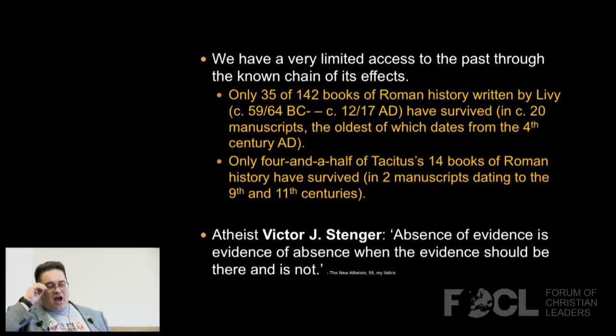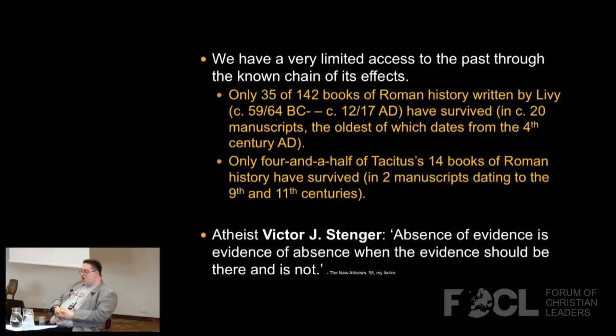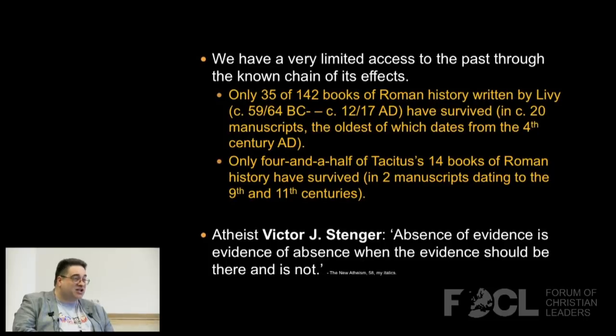An illustration of this, the way in which the past comes to us through a filter of happenstance, is that of 142 books of Roman history written by Livy, only 35 of those books are known today. Only 4.5 of the 14 books of Roman history written by Tacitus have survived, or are known to have survived, into the present day. And that's in 2 manuscripts that date from the 9th and the 11th centuries. So only 2 manuscripts, quite a long time after these books were written.